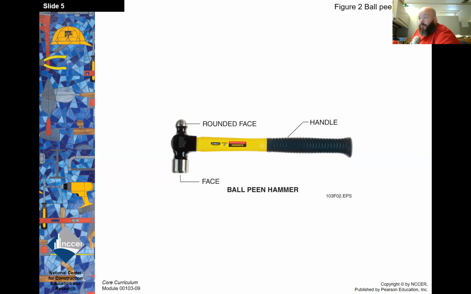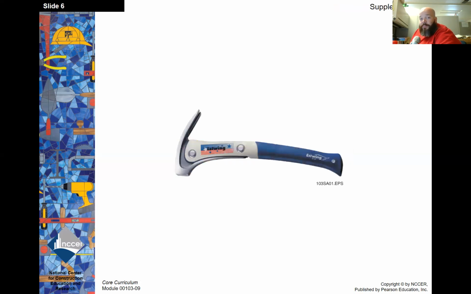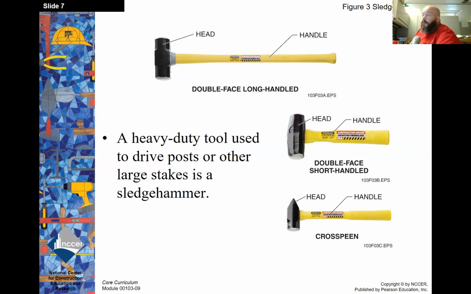The ball peen hammer is what we would use to apply force to a wood chisel, a center punch, or a cold chisel for metal work, or the round face can also be used when setting rivets in metal to round off the backside of the rivet. This is just another claw hammer, kind of a newer, futuristic design, an update on what we're used to.